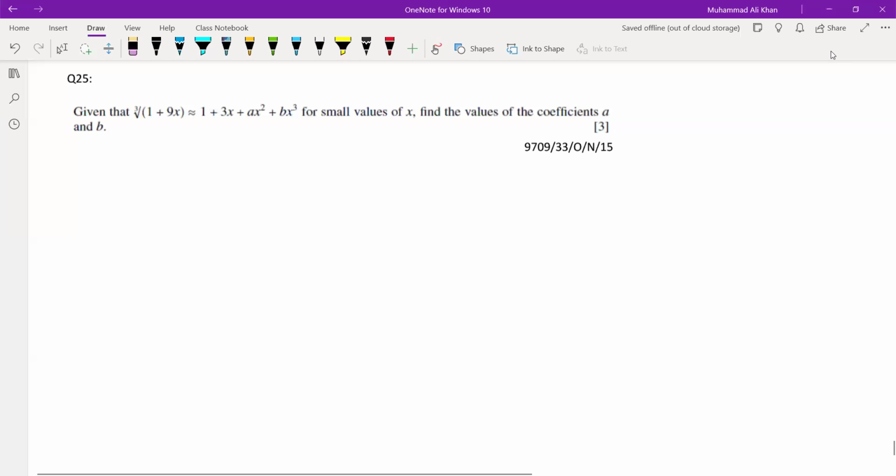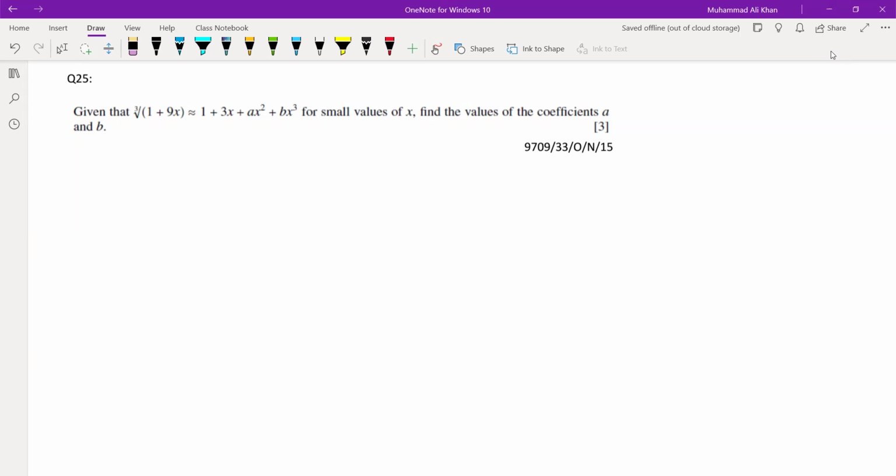Next question is of October/November 15, from paper 3-3. Question of 3 marks. We have to calculate the values of A and B. The expansion of the cube root of 1 plus 9x is given, so we just have to expand it and compare with the given expansion to get the values of A and B.